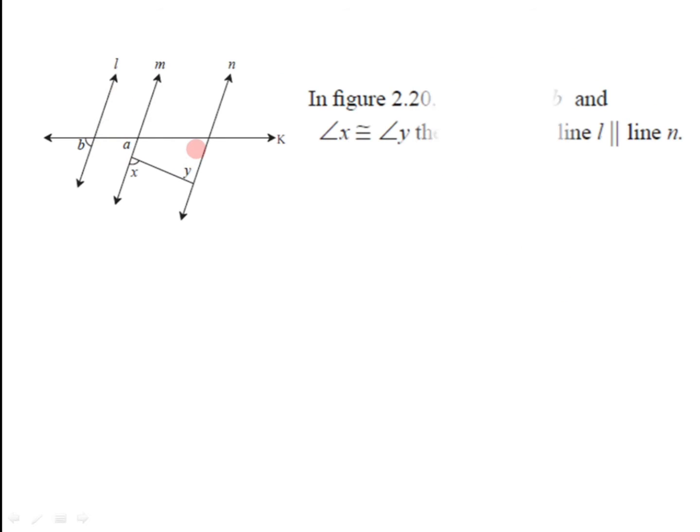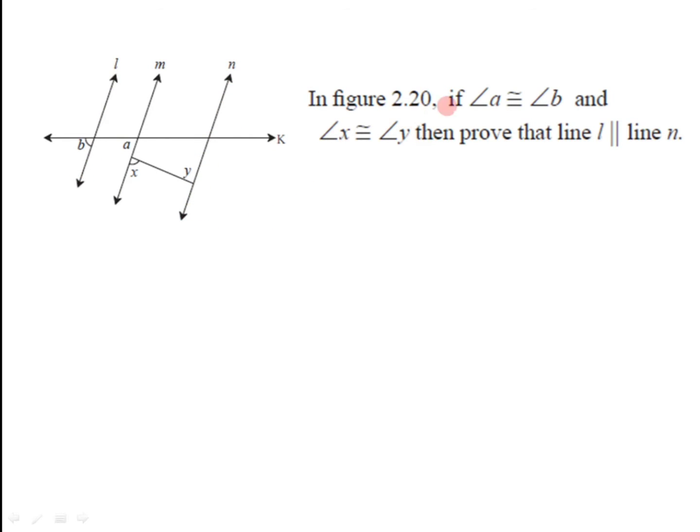Again consider the diagram. In this diagram there are three lines given, line L, line M and line N, and there is one common transversal as line K. Now in this case we have two angles, angle A and angle B, which are given to be congruent. In the same way, angle X and angle Y are also congruent. From this we have to prove that line L is parallel to line N.